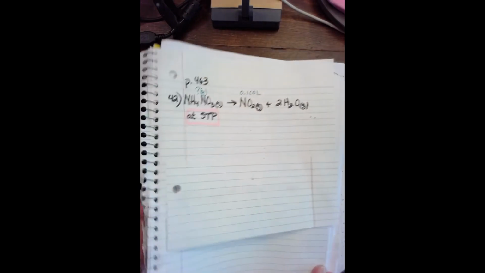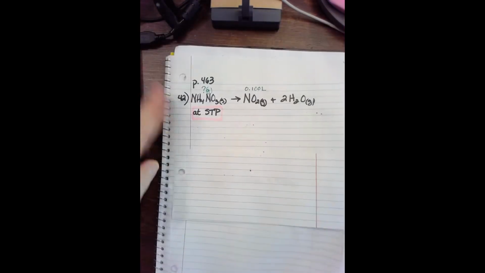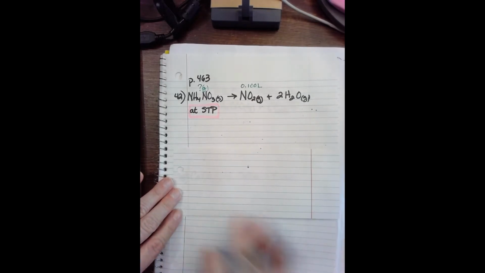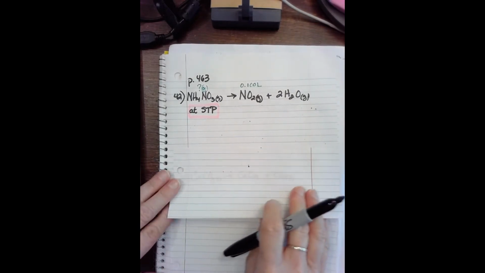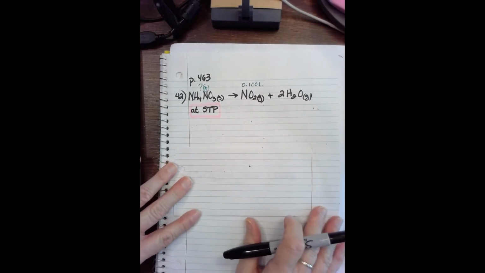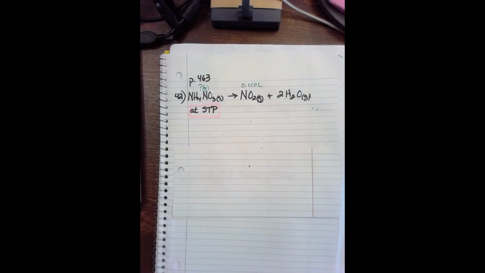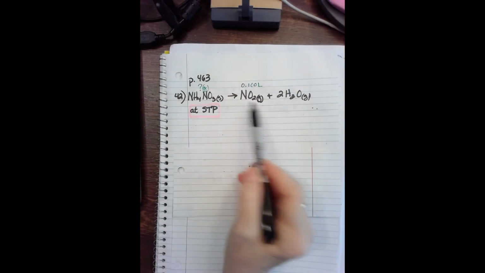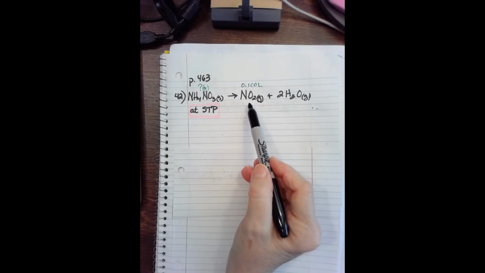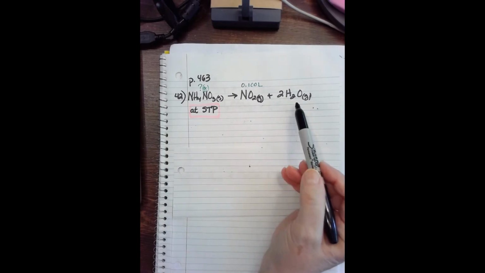Let's do this problem. This is on page 463. This is number 42. All right, and let's see what we can do here. So number 42 tells us that we have ammonium nitrate, and it's decomposing into nitrogen dioxide and water vapor.